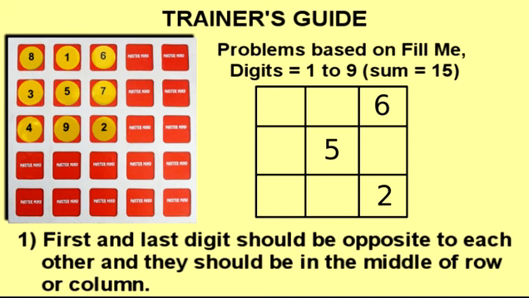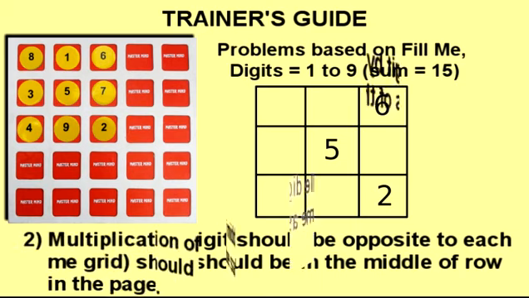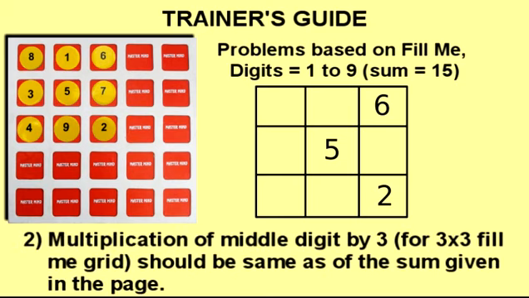The first condition here is, you can see, the first and last digit should be opposite to each other and should be in the middle of a row or column. Let us see over here. Our first digit is 1 and the last digit is 9. They are placed opposite to each other in a row or column. They can be placed over here or here also. As you can see, this first condition is satisfied, as the first and last digit are opposite to each other. We can move to our second condition.